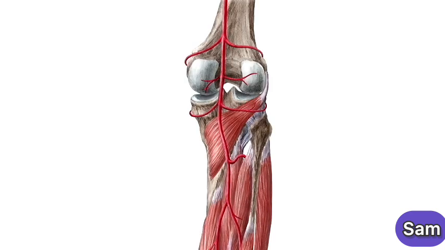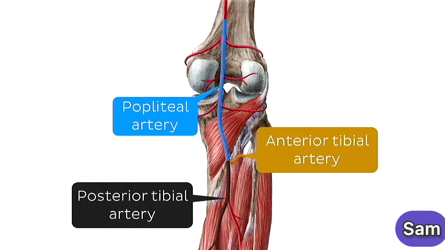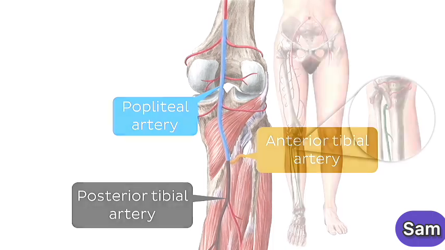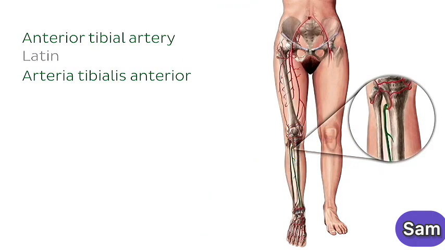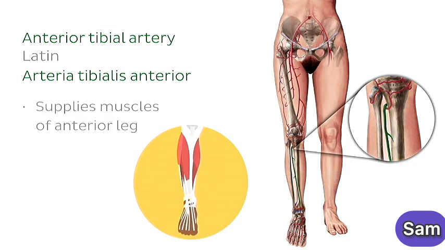Moving distally to the leg, we can see its main arteries originate as a continuation of the popliteal artery. As the popliteal artery travels to leave the popliteal fossa, it bifurcates into two terminal branches, the anterior tibial and posterior tibial arteries. The anterior tibial artery travels between the tibia and fibula to reach the anterior compartment of the leg and supplies all muscles of this region.